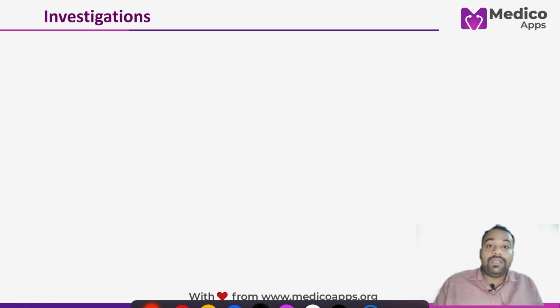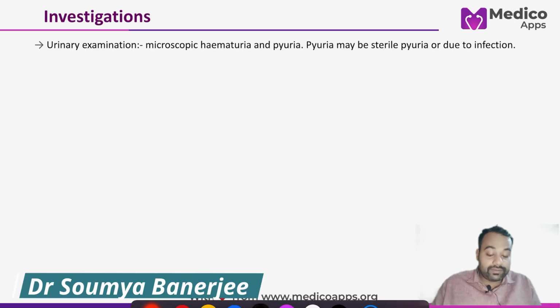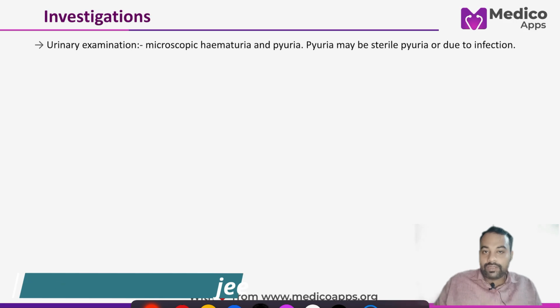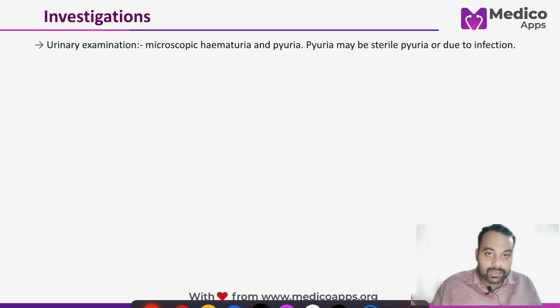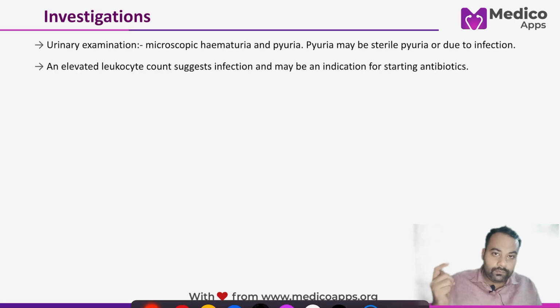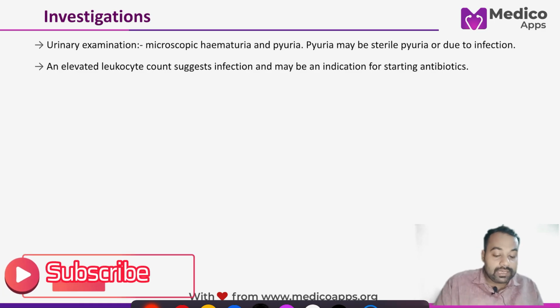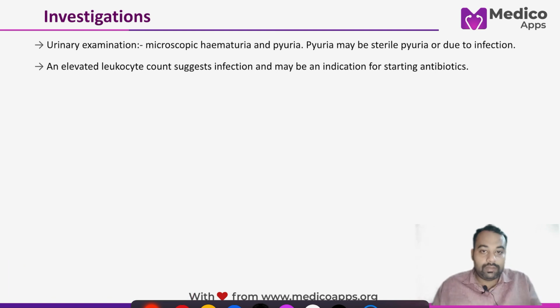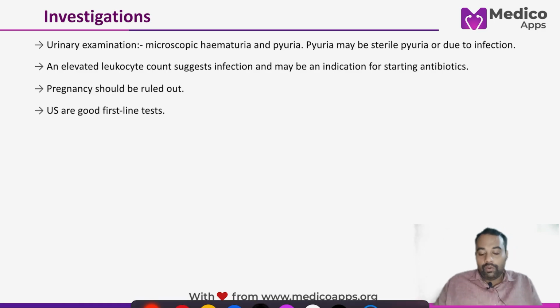Now, what are the investigations we would like to go for in such scenarios? Obviously, your urinary examination. In the urinary examination, we try to look for whether there is any evidence of hematuria, any evidence of infection. Also, your complete blood count. Regarding the complete blood count, we try to look for evidence of infection here as well, like an increased leukocyte count, suggesting we have to proceed with some antibiotics in that patient. Also, always try to rule out pregnancy first.